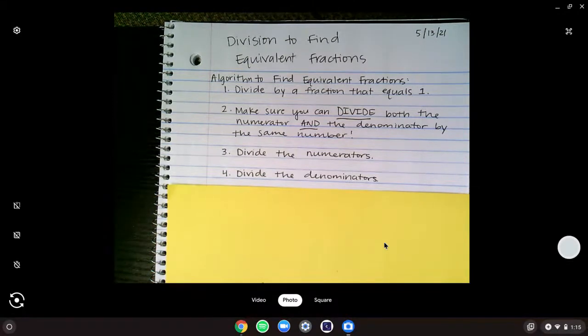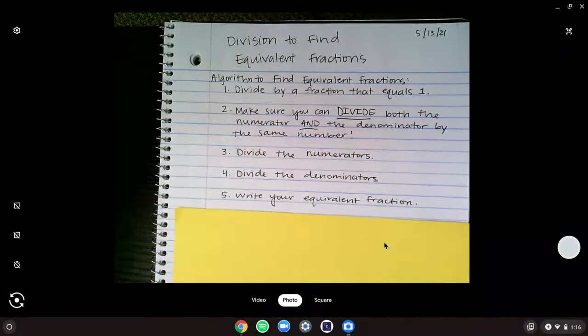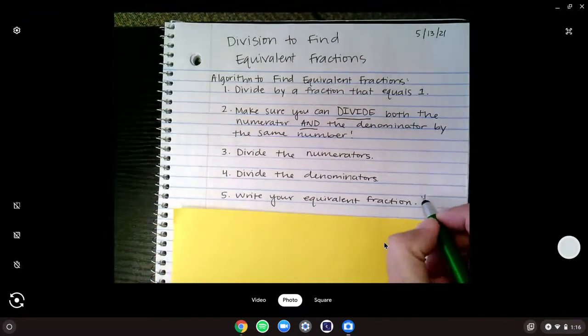So we want to divide the numerator and the denominator by the same number. And then the last step is just like we did yesterday. We write our equivalent fraction. We write what our new fraction would be. You can put a smiley face by it like yesterday. Yay!